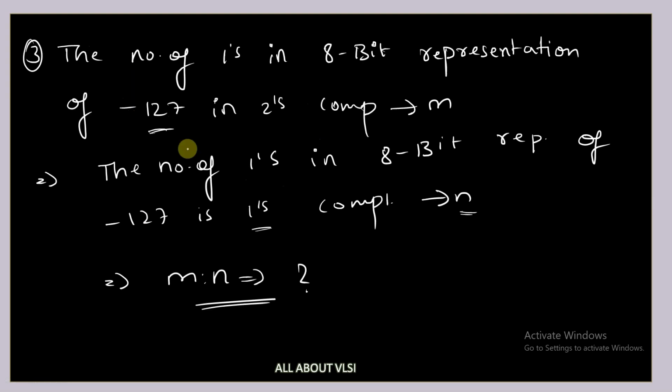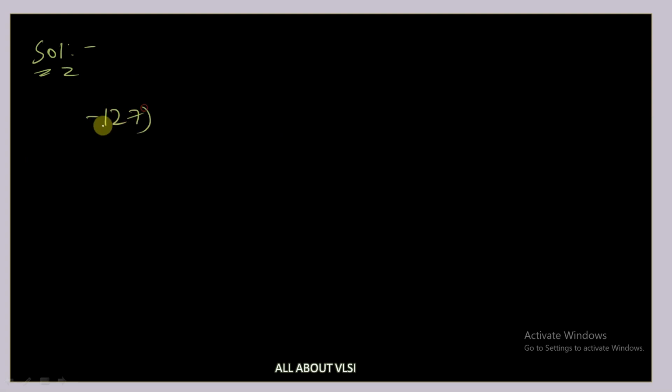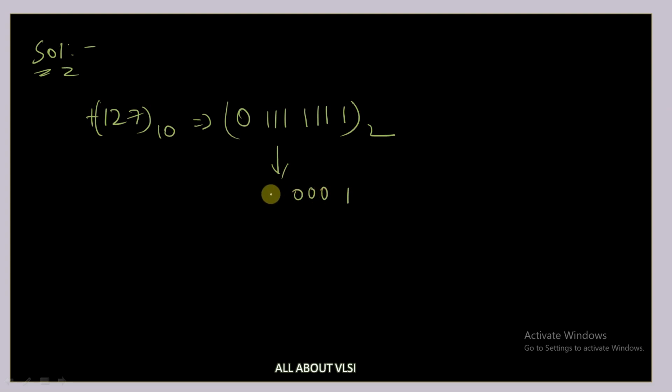So first we should represent our minus 127 in 2's complement form. First of all, plus 127 base 10 in binary is nothing but 0 followed by 7 ones: 1, 2, 3, 4, 5, 6, 7 ones, base 2. And if we convert this into 2's complement form, then it is nothing but 1, 0, 0, 0, 0, 0, 0, 1. Okay, so this is your 2's complement form, and it basically has two ones.